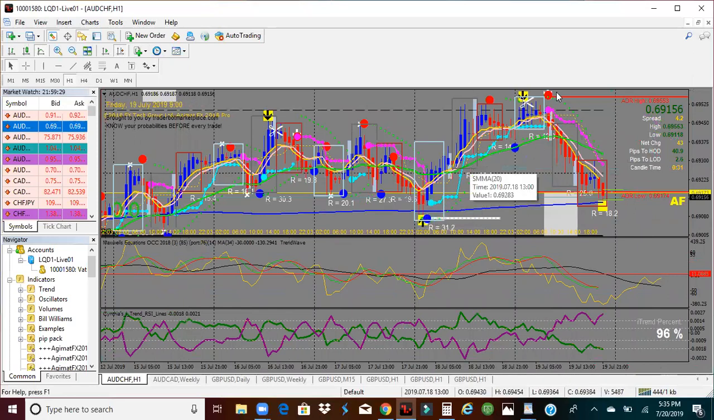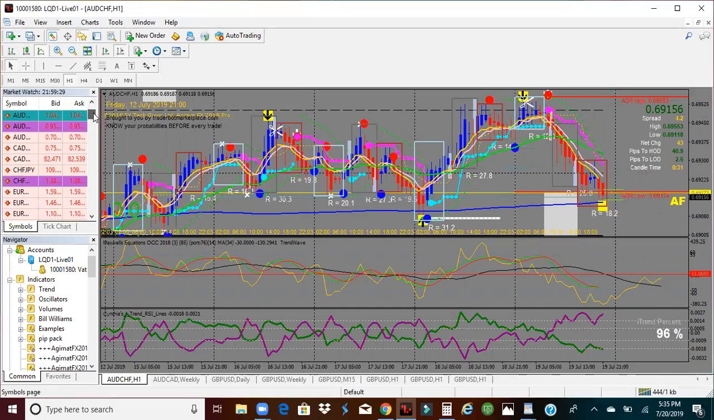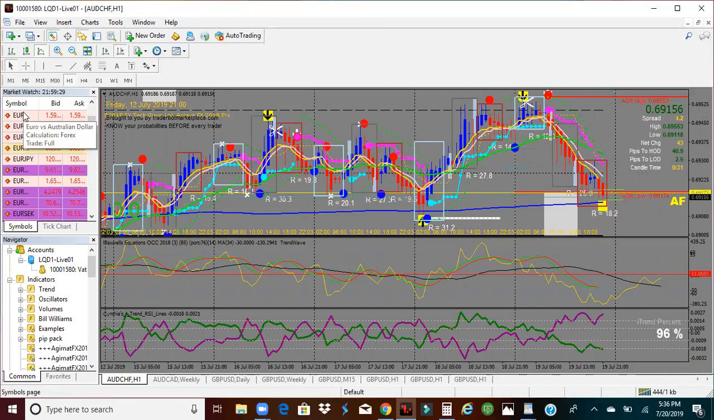So on Odd Chef, it looks like it moved, but I don't think it produces as many pips as you would like it to. This produced 33 pips. I honestly don't think it produces a lot of pips, so I try to go with pairs that produce a lot of pips. Like, let's go ahead and check out EJ or EURUSD. Let's check out EJ first.